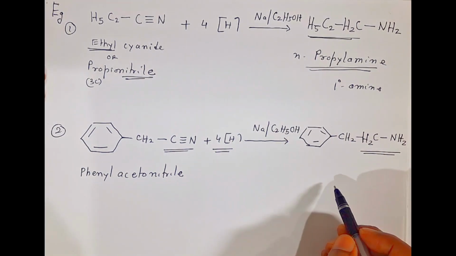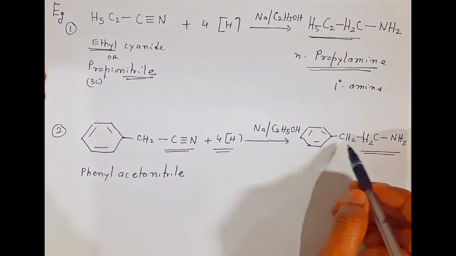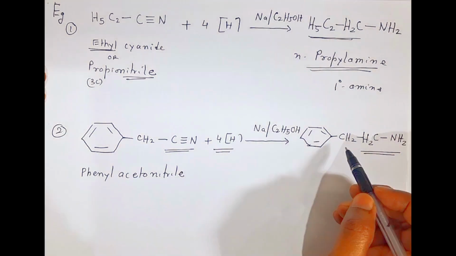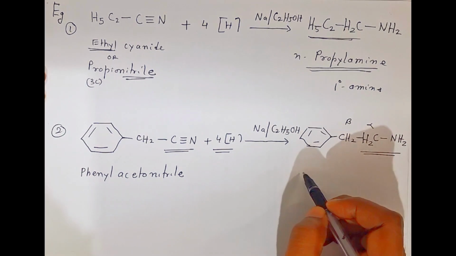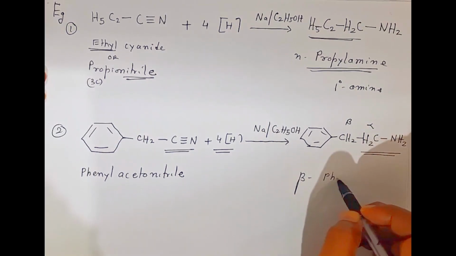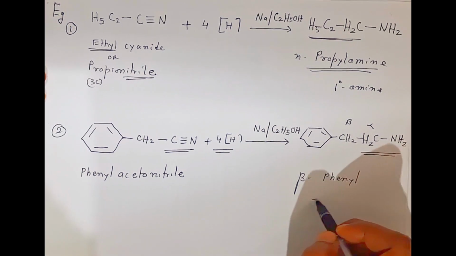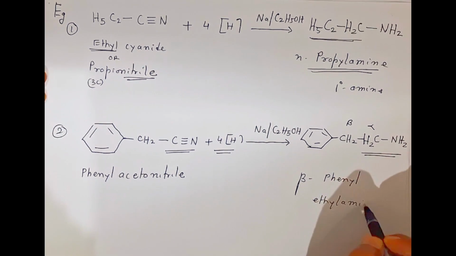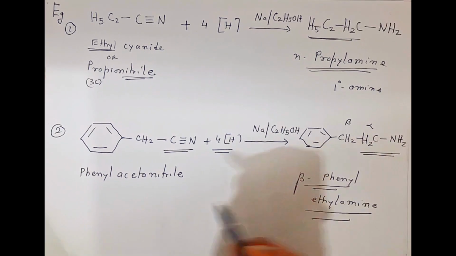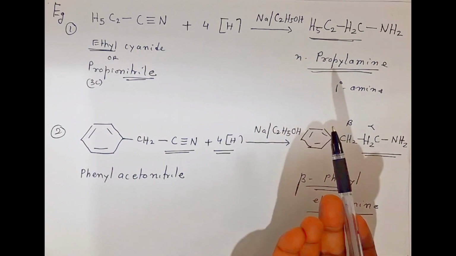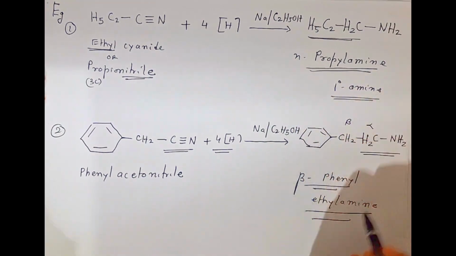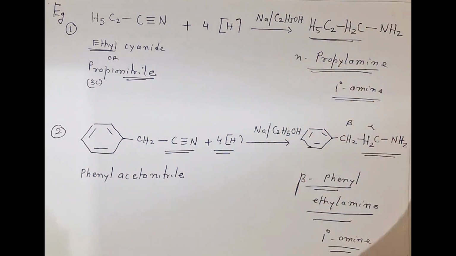Okay students, so this way you have converted to beta phenyl ethylamine. This is alpha, this is beta carbon, so its name will be beta phenyl ethylamine. So this way we have taken the example of both aromatic as well as aliphatic, and we have converted them into first degree amines, that is primary amine. This is also primary amine, but it is aromatic type of primary amine, and the other is aliphatic primary amine.